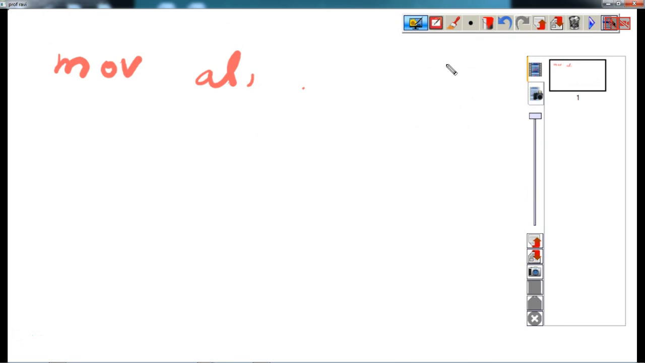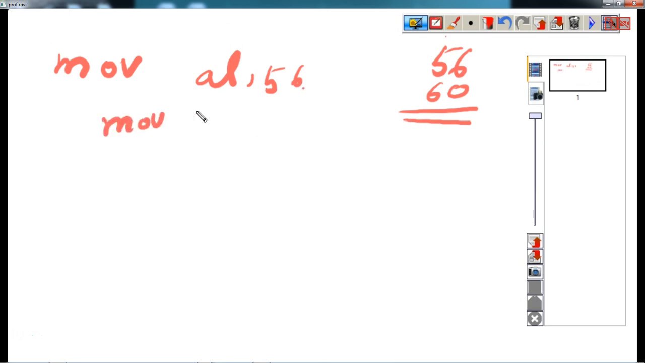The bytes I have taken, you can take anything, are 56 and 60. These two bytes I need to add. So MOV AL, 56H. Then MOV BL, 60H. The H indicates it is a hexadecimal number, so you have to write H.